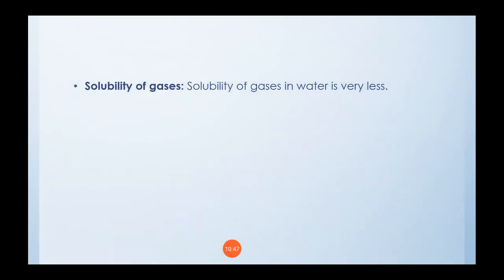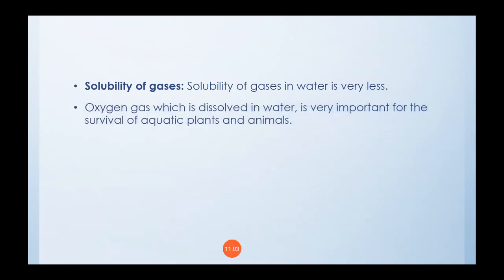And solubility of gases. What's the chemical formula of water? H2O, hydrogen and oxygen. The combination of hydrogen and oxygen is called water. Not only that, even some gases like carbon dioxide can mix with water. But oxygen is present in water, so aquatic animals like fishes can respire in water. Right. So oxygen gas dissolved in water is very important for the survival of aquatic plants and animals. All living beings need oxygen for respiration.